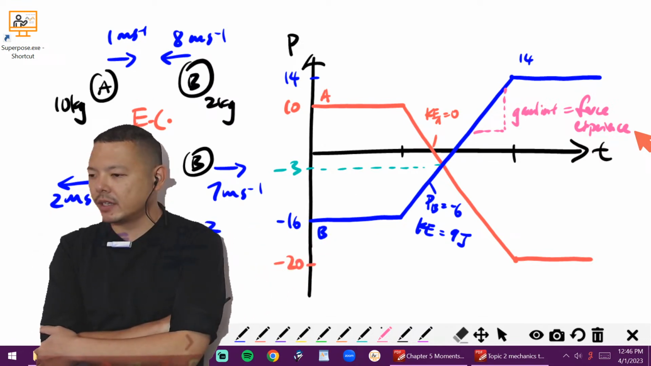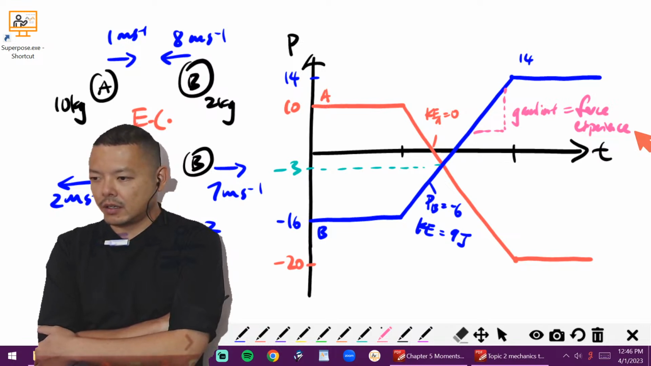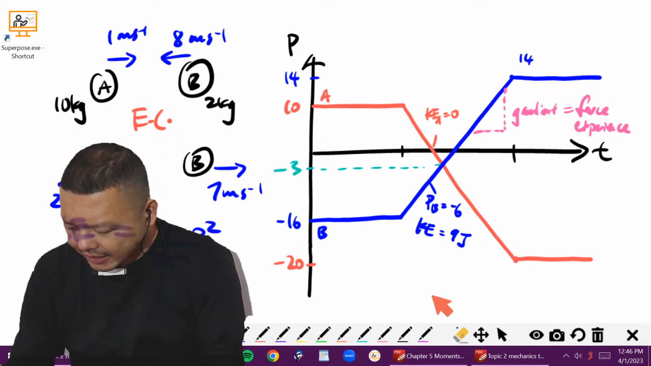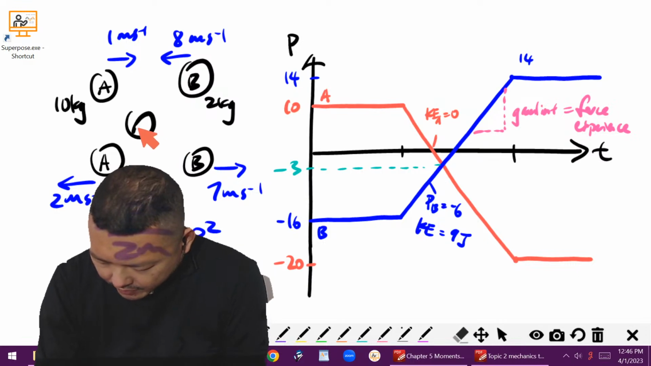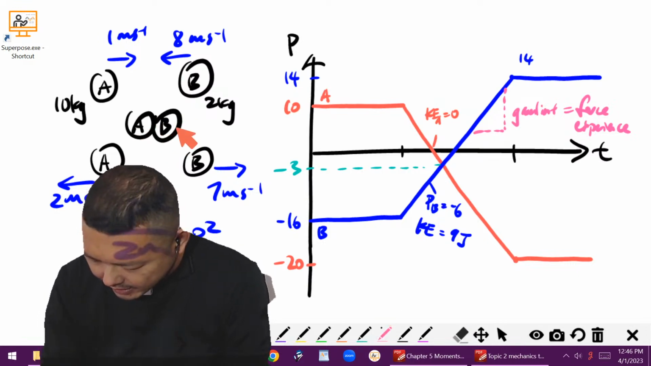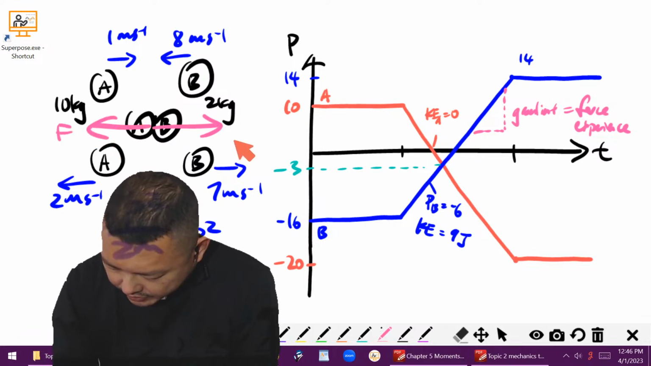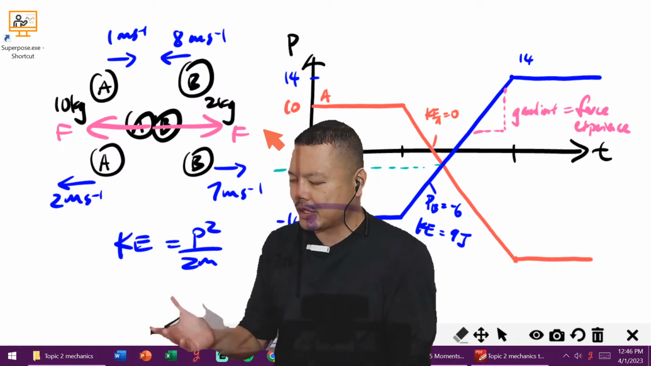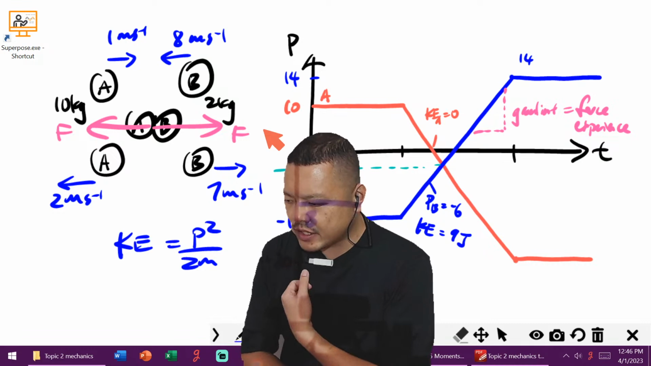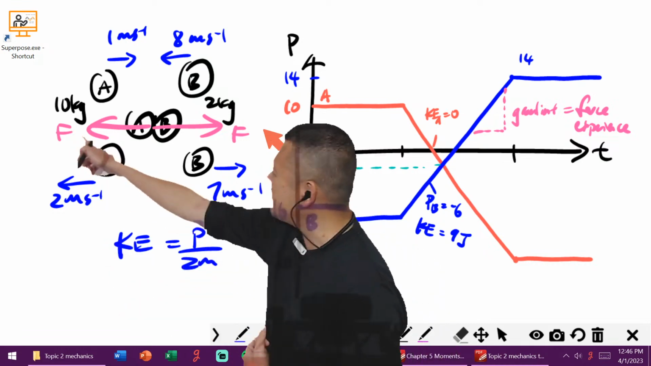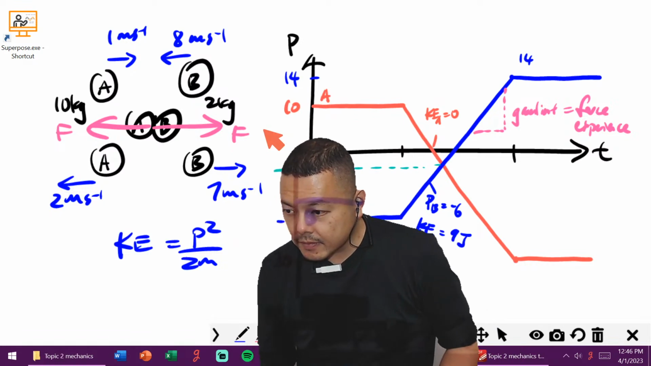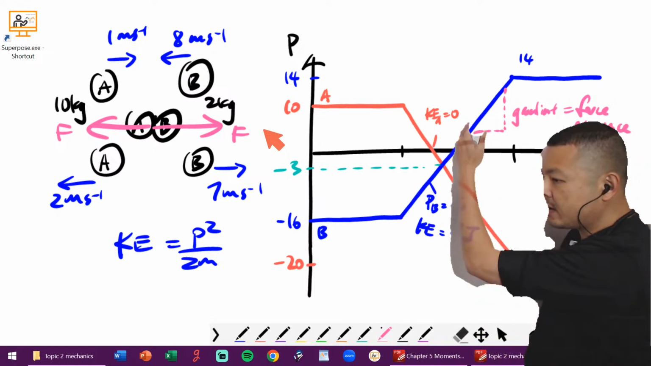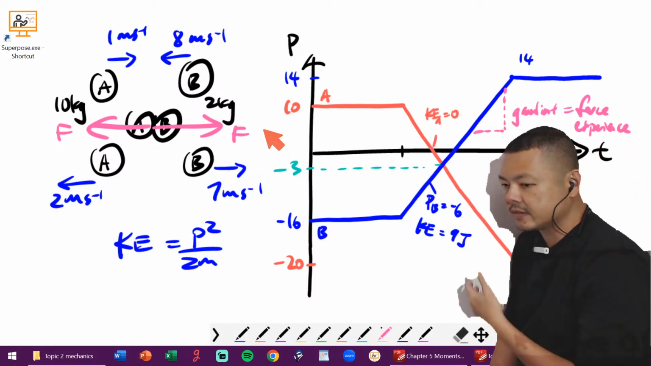Why do they have the same gradient? When they collide, when in the middle of collision, when they're in contact, A and B, B experiences a force, A experiences a force. This is one force on A, this is one force on B. Why would you say times two? There's no times two. I'm just trying to find a force. But my question to you is, why are the forces the same? Why is this F the same as that F? They are action-reaction pairs. So the gradients of these two graphs will definitely be the same amount of gradient, but one is positive, one is negative.